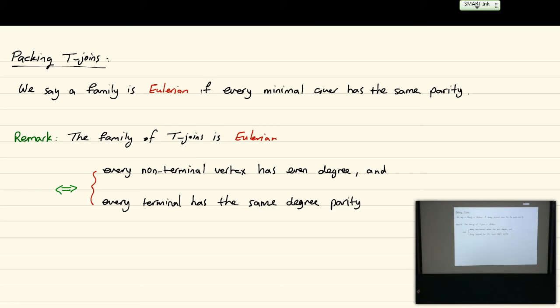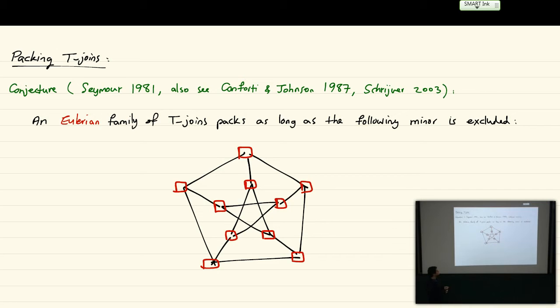Okay? So if you go back to the example which didn't pack, this guy is not Eulerian, because this non-terminal vertex here has odd degree, and even the terminals don't have the same parity. So it's doubly non-Eulerian. All right? So now I could ask, what is the smallest example which I can make, which is Eulerian but doesn't pack? And it turns out to be the Petersen.